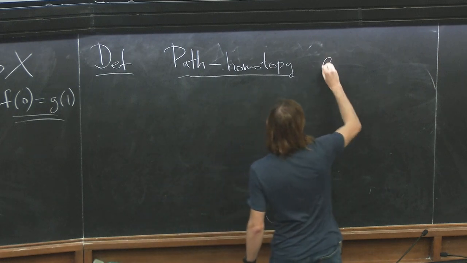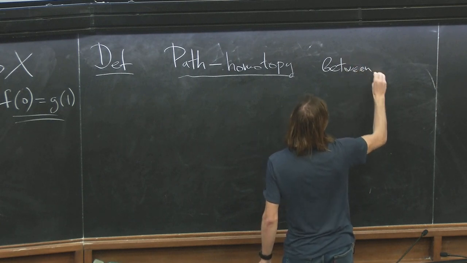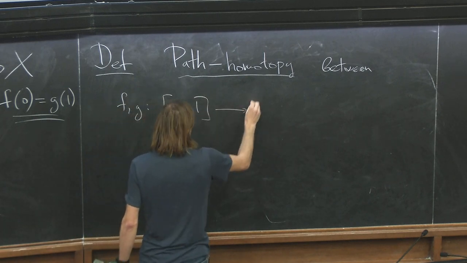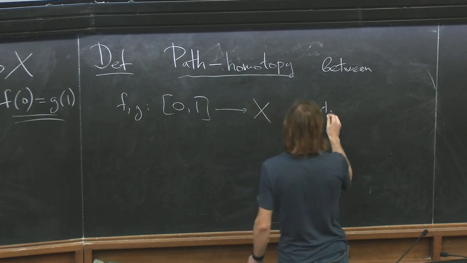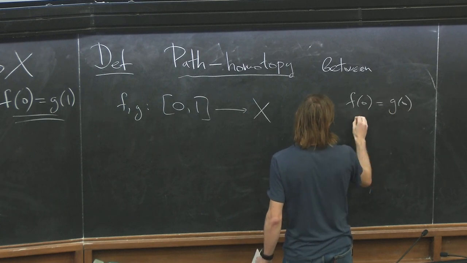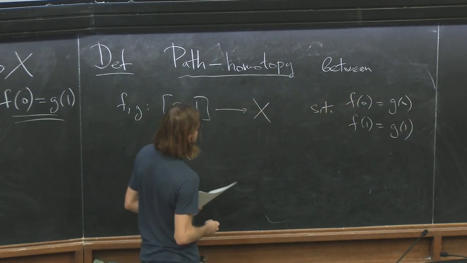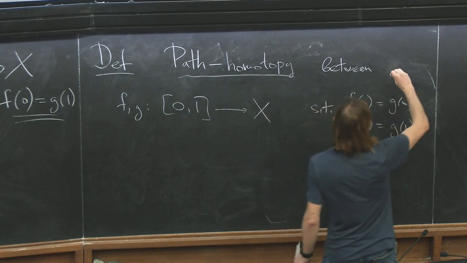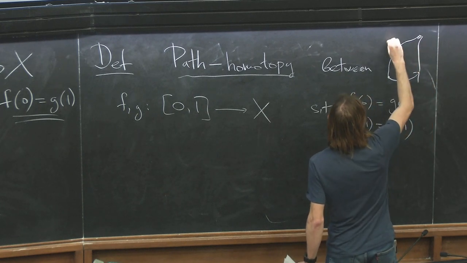So this will be a correlation between a pair of paths F and G in X such that I always require that their endpoints coincide. So the question of path homotopy only arises when the endpoints are the same. So it looks something like this. This is path F.